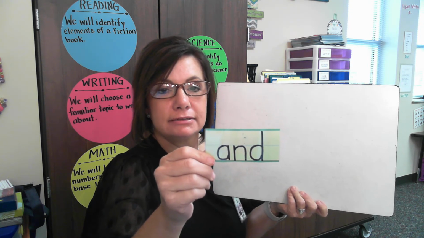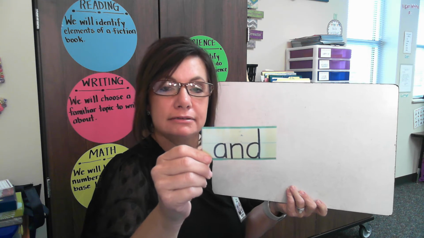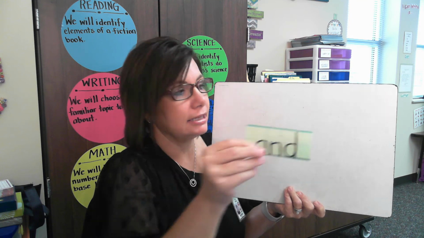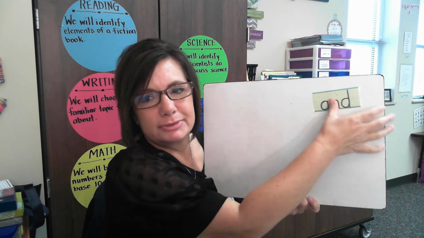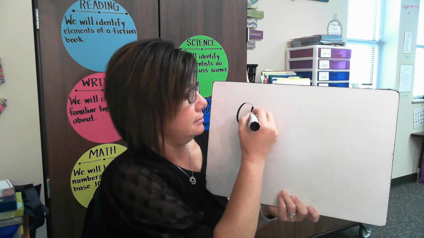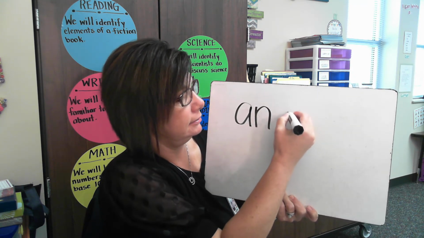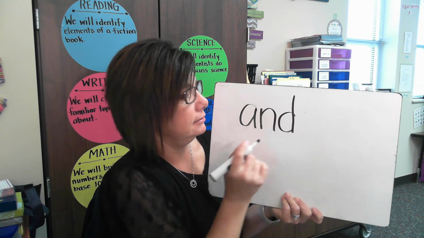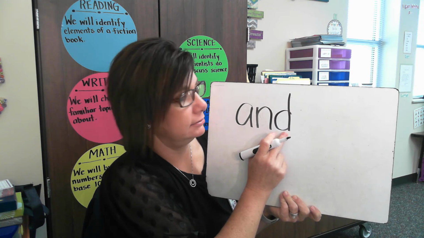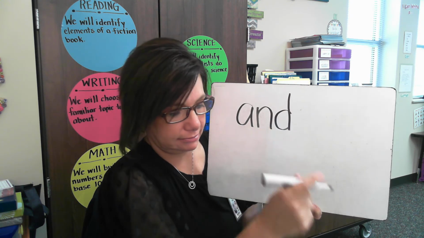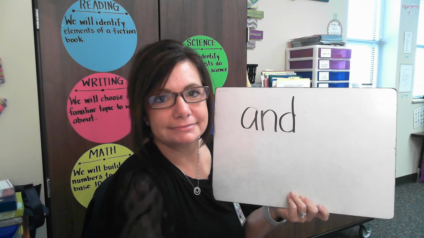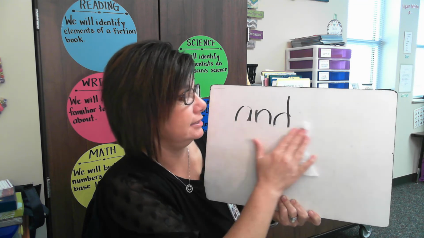And. Let's spell it. A-N-D. And. Let's write it. Oh, I was hoping it would stick to my board. Let's write it. A-N-D. 2 small letters, 1 tall letter. And. You're doing great. Let's keep going.